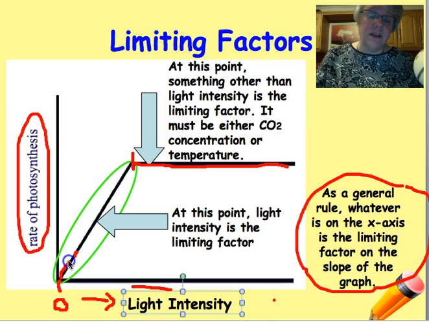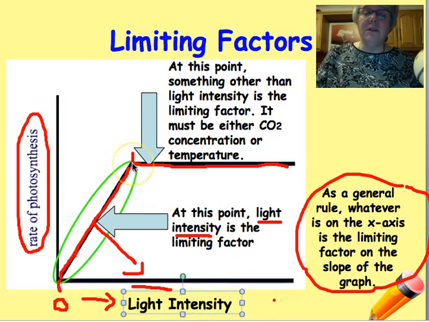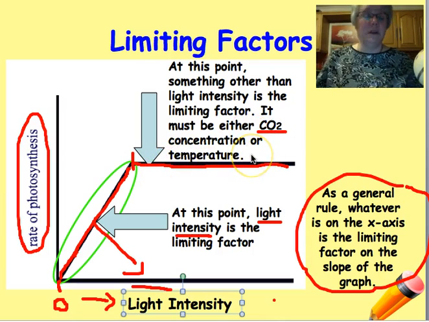So what we're saying here is that from this point to this point, whatever is down here on the x-axis is what is limiting photosynthesis. So at this point, it's light intensity, because that is what is down here. But after this point, something else is a limiting factor, and that could either be carbon dioxide concentration or temperature.